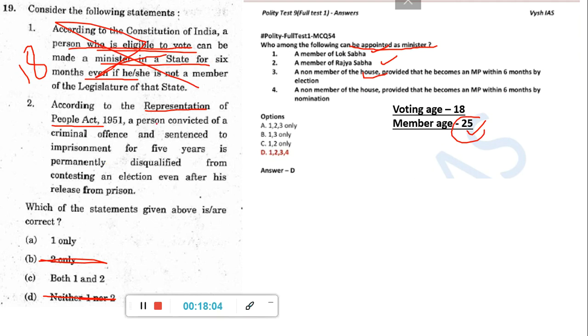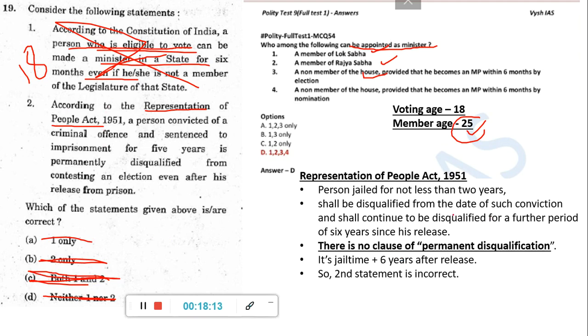Okay, so here I think I struck the wrong one. Here 2 is wrong, so this one, and 1 also is eliminated. Answer will be D. Under the Representation of People Act, jailing 2 years, and then jail time plus 6 years after release. There is no clause for permanent disqualification. This is section 8 of the Representation of People Act.